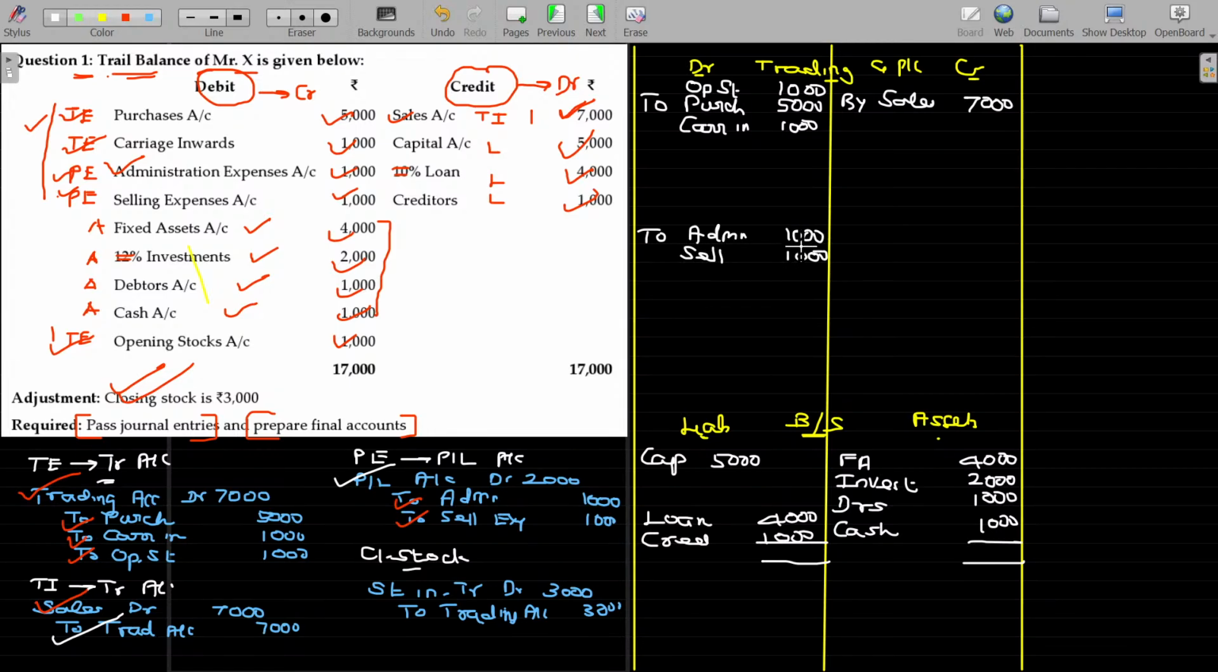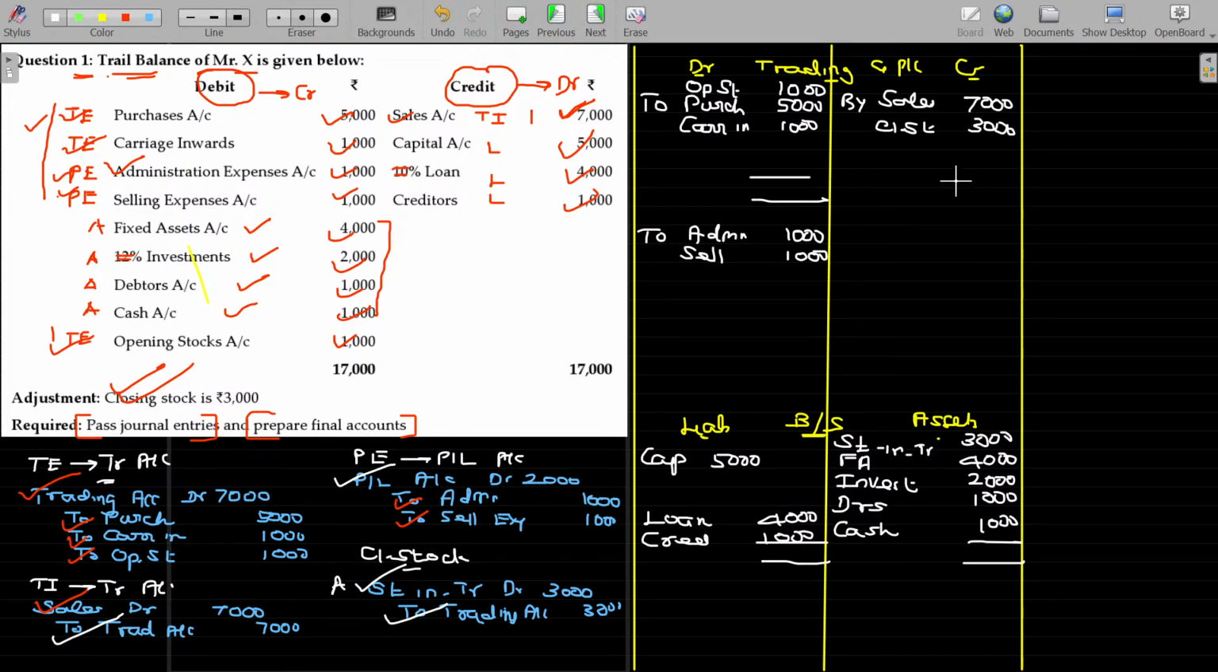And in closing stock there is an adjustment. So stock in trade, debit side. Stock in trade debit side means, what does it mean? It's an asset. Remember, it's an asset, should be posted only in the asset side. Stock in trade, this value being 3000. And in trading account, it's in the credit side, no? So in trading account, in credit side, we have to now post that as closing stock, this value being 3000.